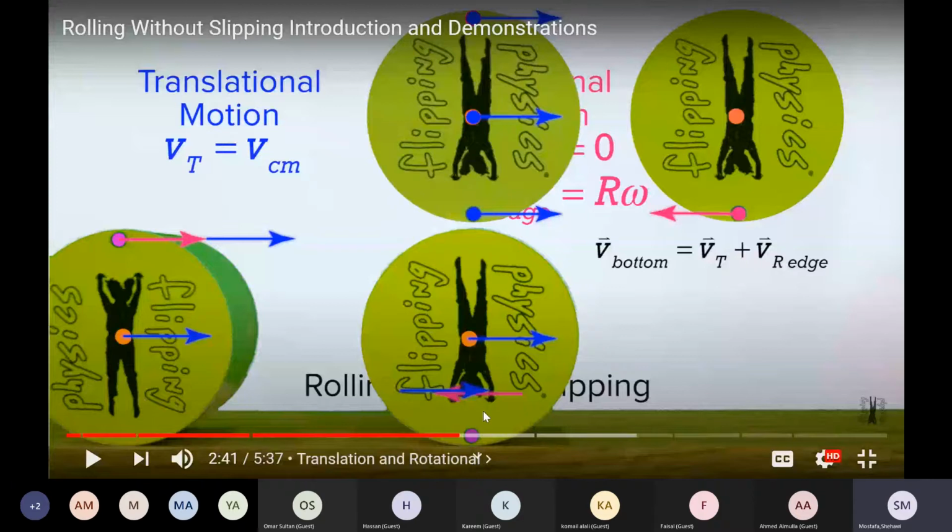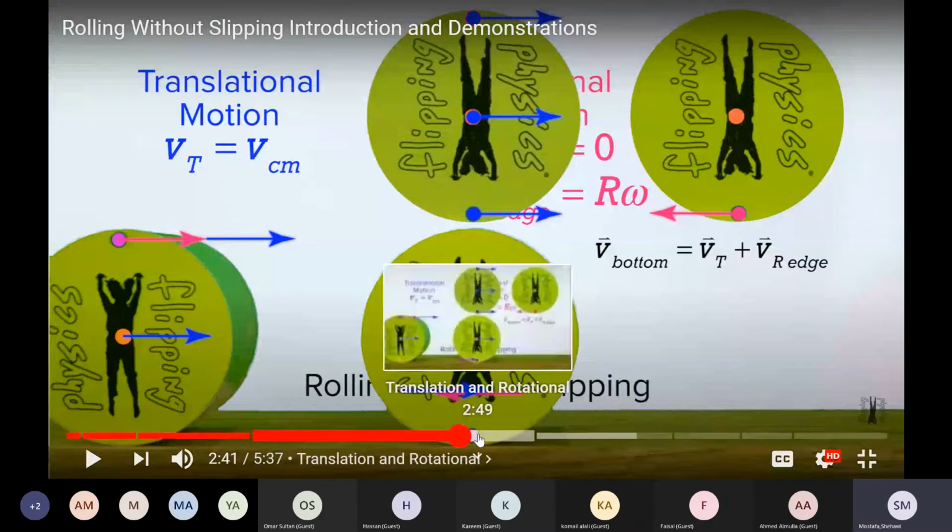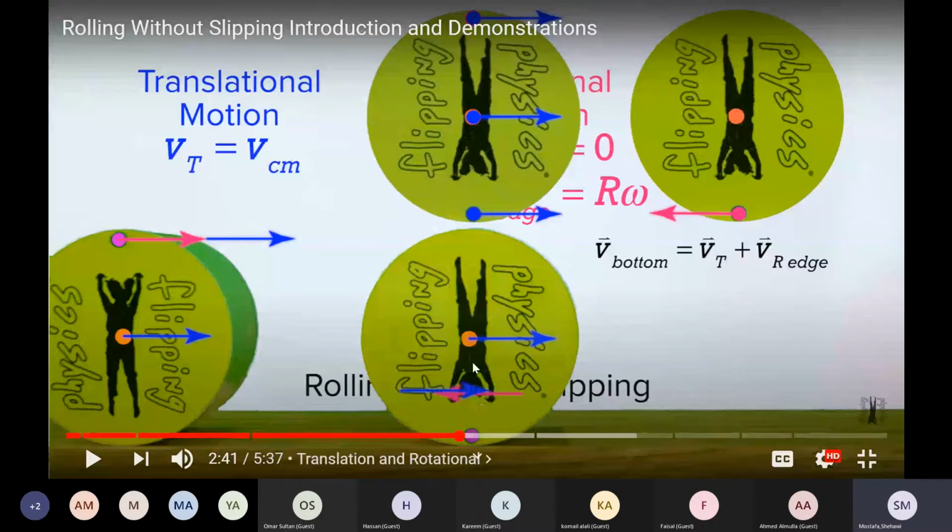The same thing happens during rolling. So the point at the top will have double the velocity, v equals 2 omega r. The center will have all the time only v equals omega r, and this point at the bottom will have a 0 velocity because the rotational motion will cancel out the translational motion.